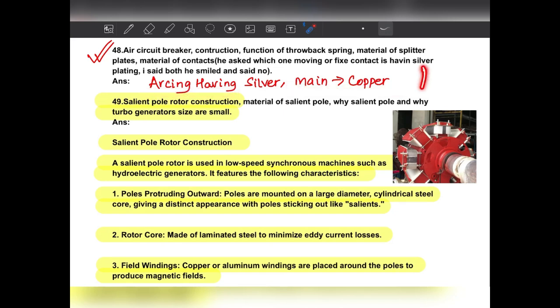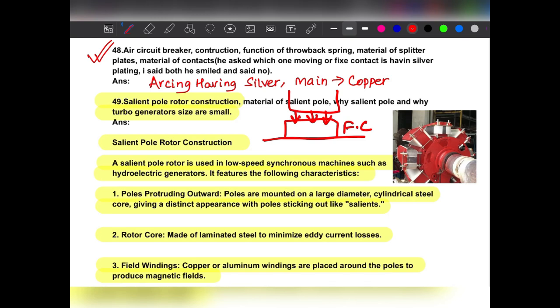In an ACB you will see there is a main contact and a fixed contact, and when you close or disengage the ACB, what will happen? The fixed contact will always remain in a fixed position, but the movable contact always goes to touch the fixed contact. When it touches the fixed contact, your ACB is closed, and when you disengage the ACB, the movable contact keeps a distance from the fixed contact.